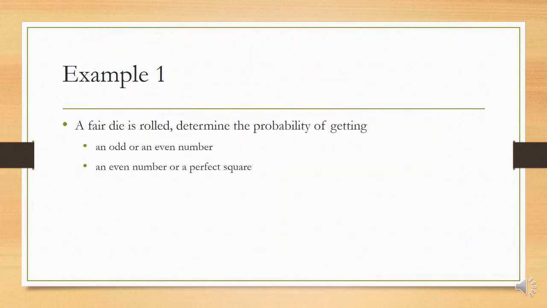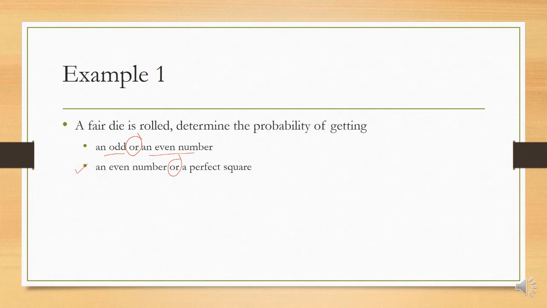Let's have example number 1 para maintindihan ninyo yung two events. Okay? So, a fair dice roll. Determine the probability of getting an odd or an even number. Ang isang tip that I can give you to know if this problem is an example of an addition rule of probability is the word or. The second one, look at this. You also have the word or. Kapag merong or yan, it means that the problem is a type of an additional rule. You are going to apply additional rule.